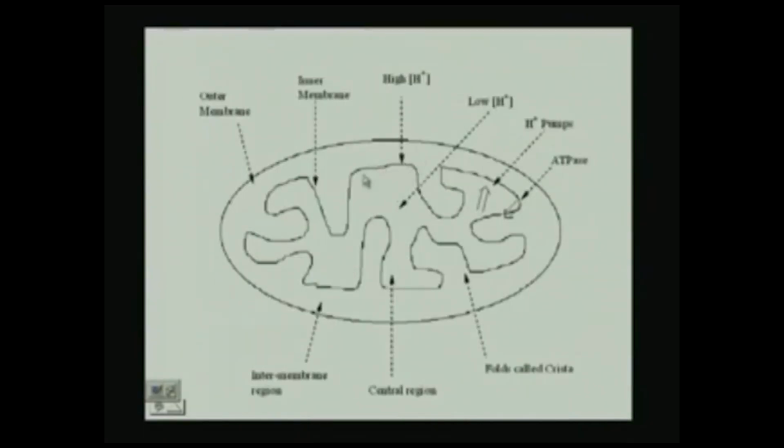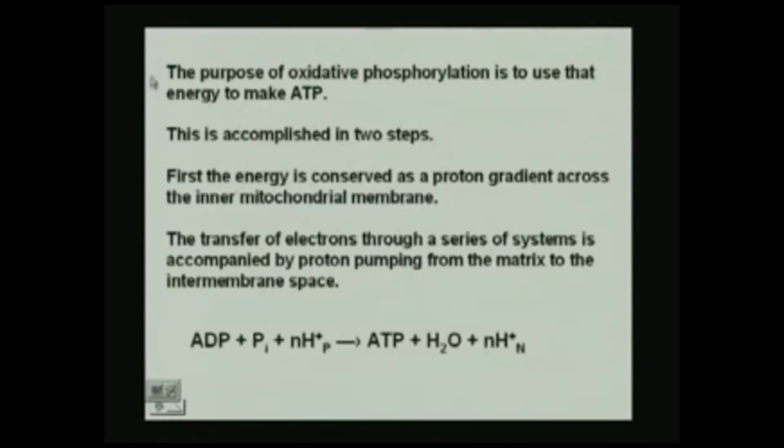We looked at this picture last time, where we found that even though there is a high proton concentration in the intermembrane space, we still need to pump protons from the matrix side to the intermembrane space, so that ATPase, which we will see later, can produce the ATP that is required for the energy for the functioning of all things in the body. So the purpose of oxidative phosphorylation is to use the energy to make ATP.